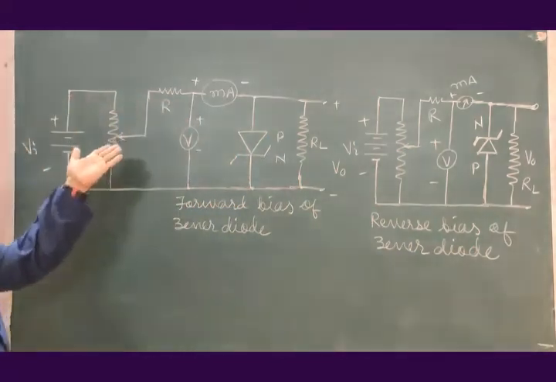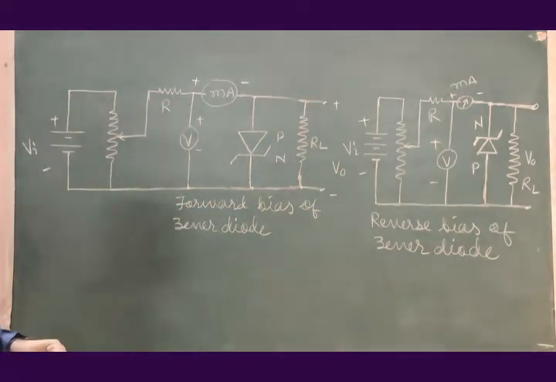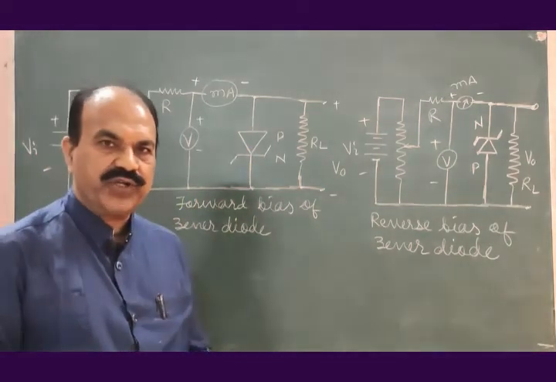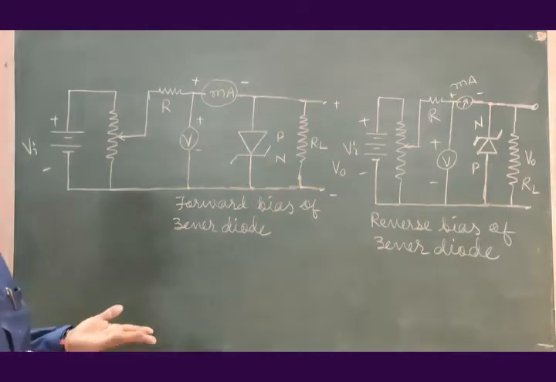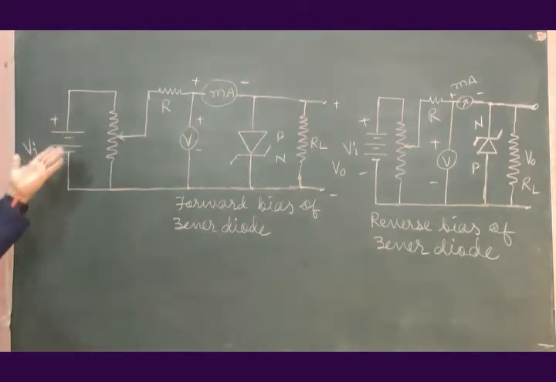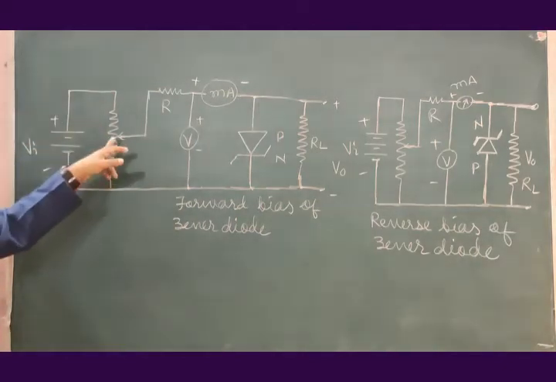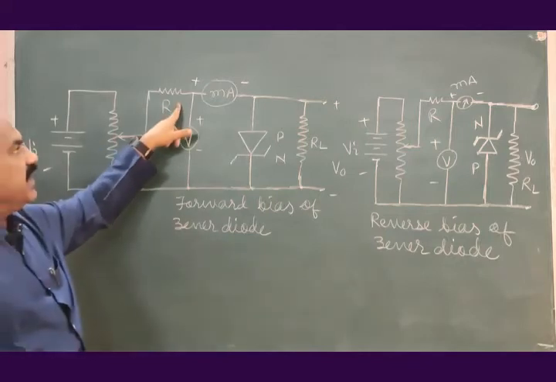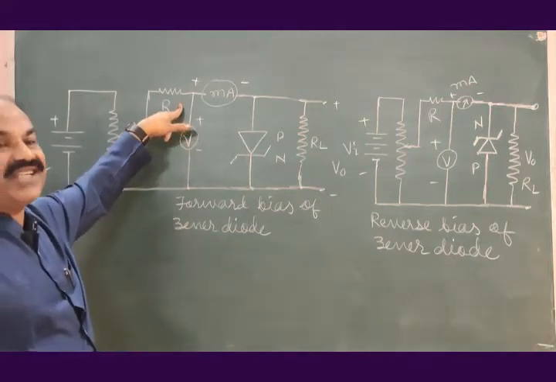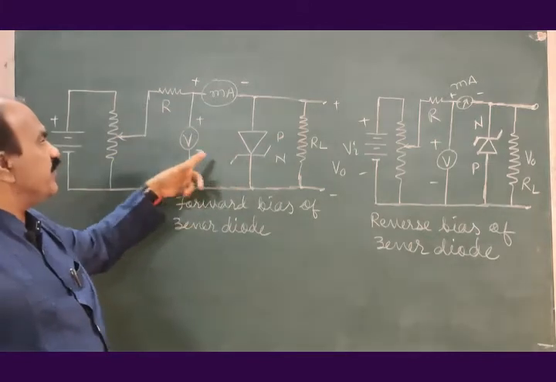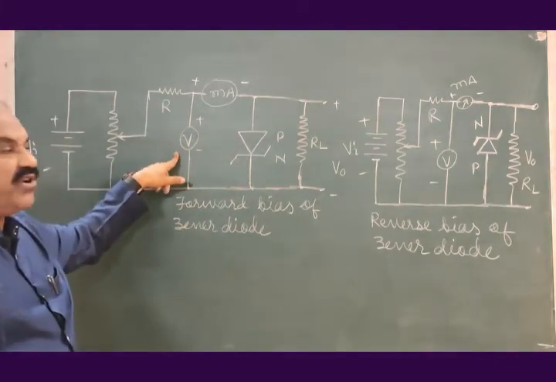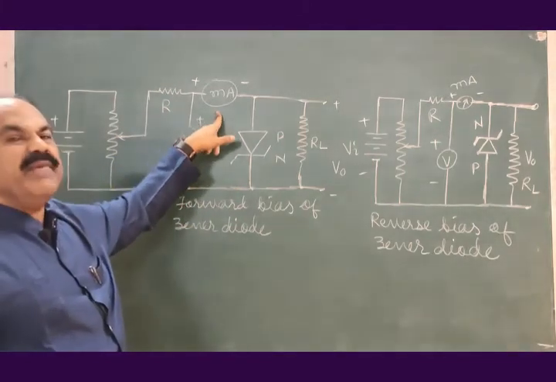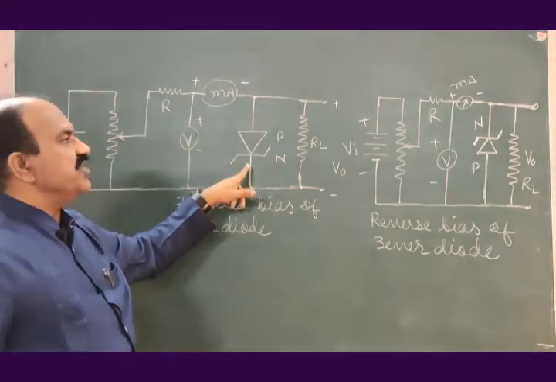So the first figure corresponds to forward bias of the Zener diode. The second figure corresponds to reverse bias of the Zener diode. How are the connections made? This is a power supply. This is the variable knob of the power supply. Positive terminal of the power supply, negative terminal of the power supply. Resistance R to control excessive current flowing through the Zener diode. Voltmeter to measure voltage across the Zener diode. Milliammeter to measure current flowing through the Zener diode.